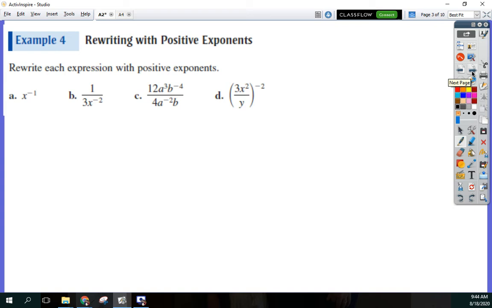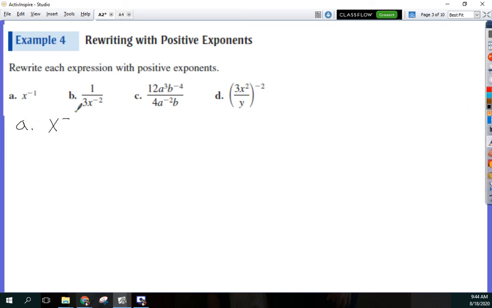Our instructions say rewrite each expression with positive exponents. On our first example, we have x to the negative first. Remember that our property said that when we have a negative exponent, it's going to bring it into the denominator and change that exponent to be positive. So instead we have 1 divided by x to the first, but because it's the first power, we can just rewrite that as x.